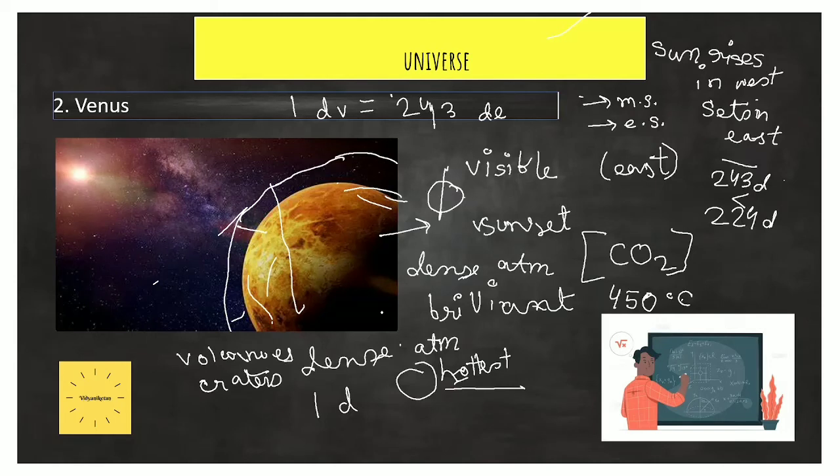And since the atmosphere is mostly made up of carbon dioxide, it is also the hottest planet, because carbon dioxide traps heat, and the average temperature of Venus can rise up to 450 degrees Celsius. Okay. So these are the things we learned about Venus, and also that Venus spins from east to west, and that's why the sun rises in the west in Venus and sets in the east. Okay. So these are the points we learned about Venus.